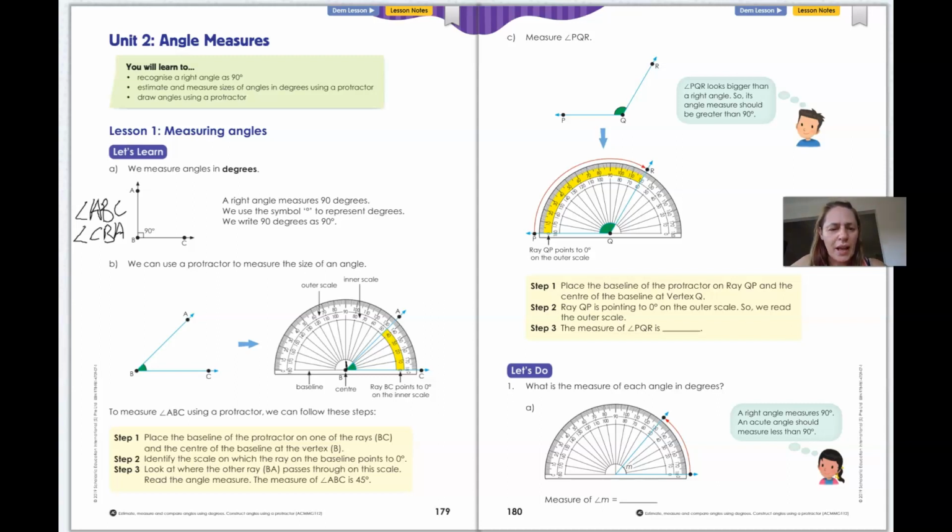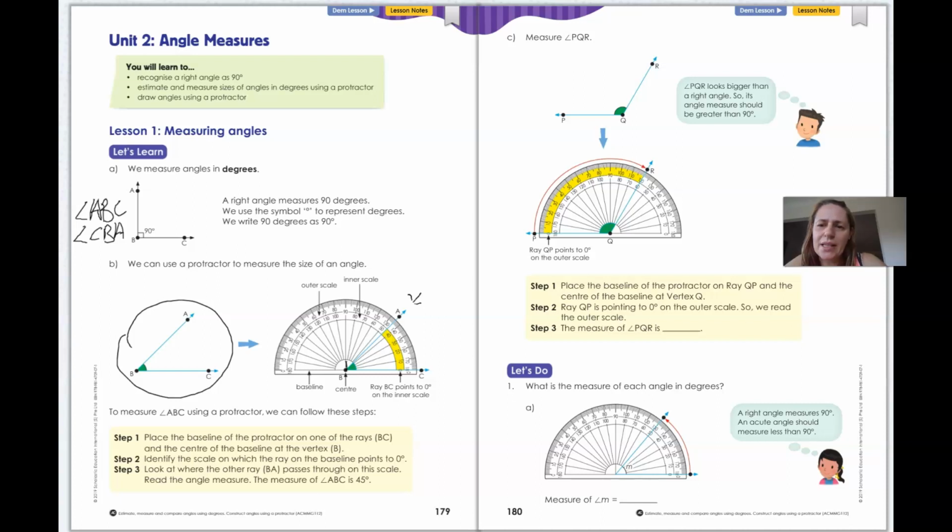Step 3, look at where the other ray, BA, passes through on this scale. Read the angle measure. The measure of angle ABC is 45 degrees. And you can see, because it's highlighted, it stops at 45 degrees. So this here has been placed on here, into this section. The thing about this is you really need a protractor.